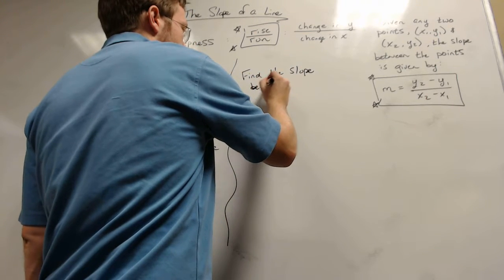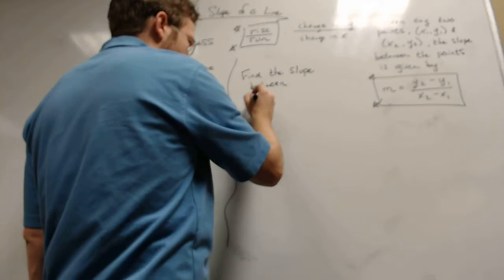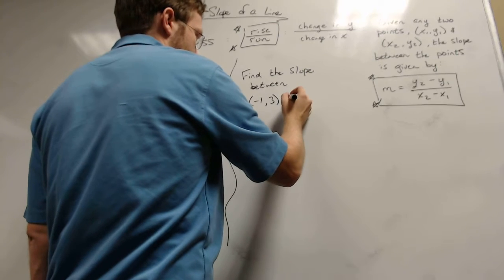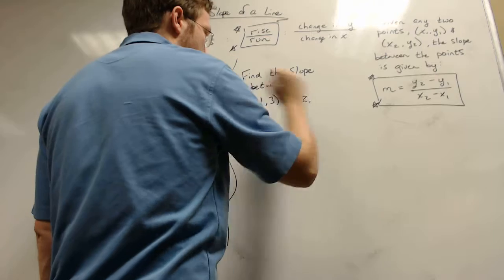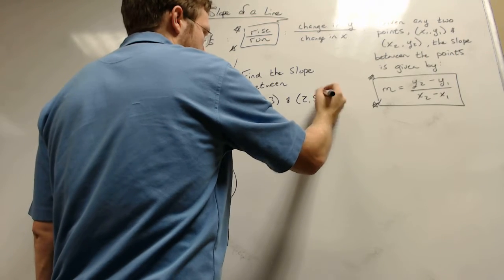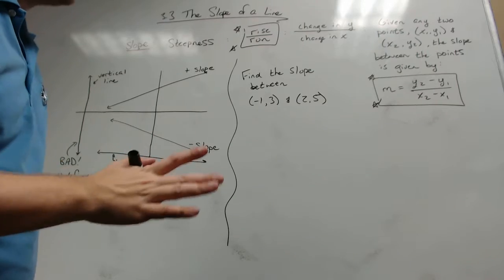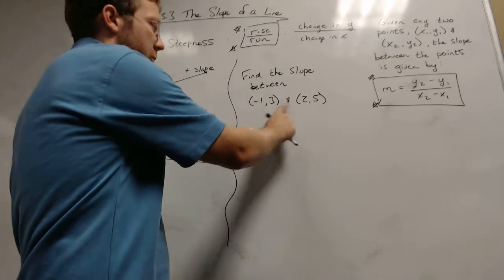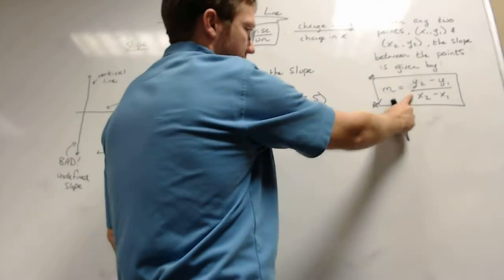Between -1, 3 and 2, 5. All right, I'm going to do this 2 ways. Right, so you can do it either way. If I'm given 2 points, just like this in ordered pair form, I'm more likely to just follow my formula.